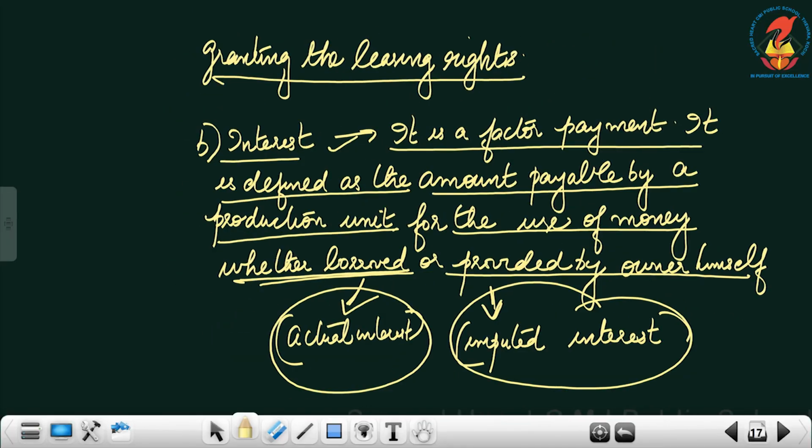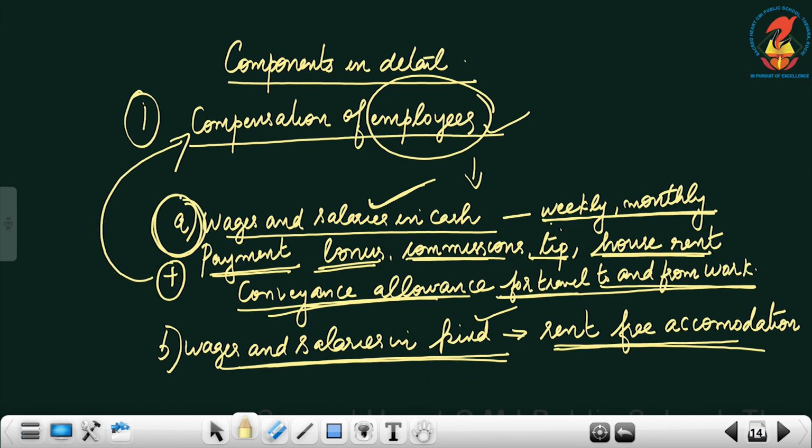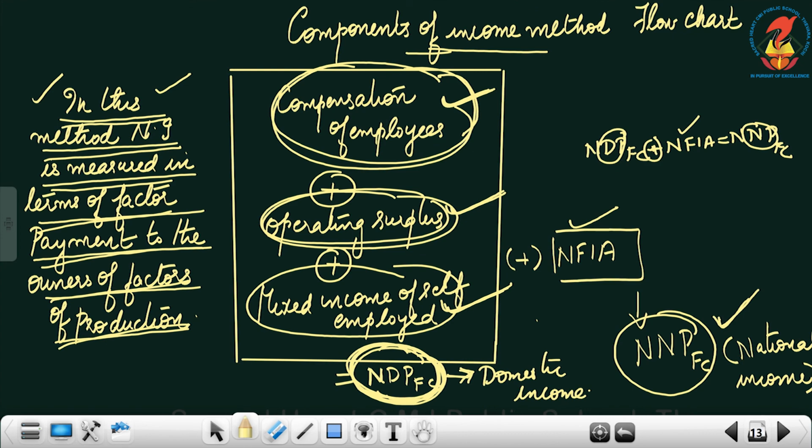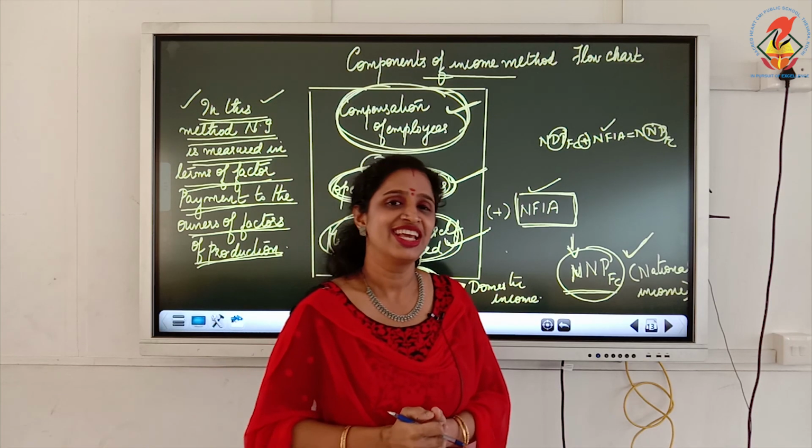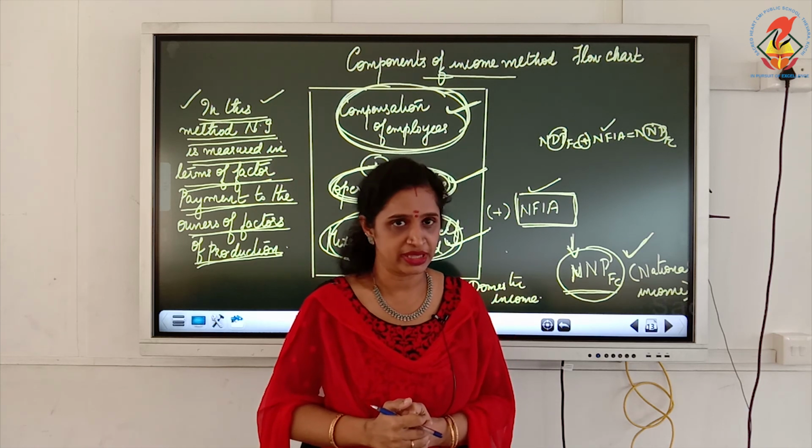So we will move on to the flow chart once again. The income method, compensation of employees plus operating surplus plus mixed income of self-employed will give you NDP at factor cost. Adding NFIA to NDP at factor cost will give you NNP at factor cost or national income. This is how we calculate national income through the income method.